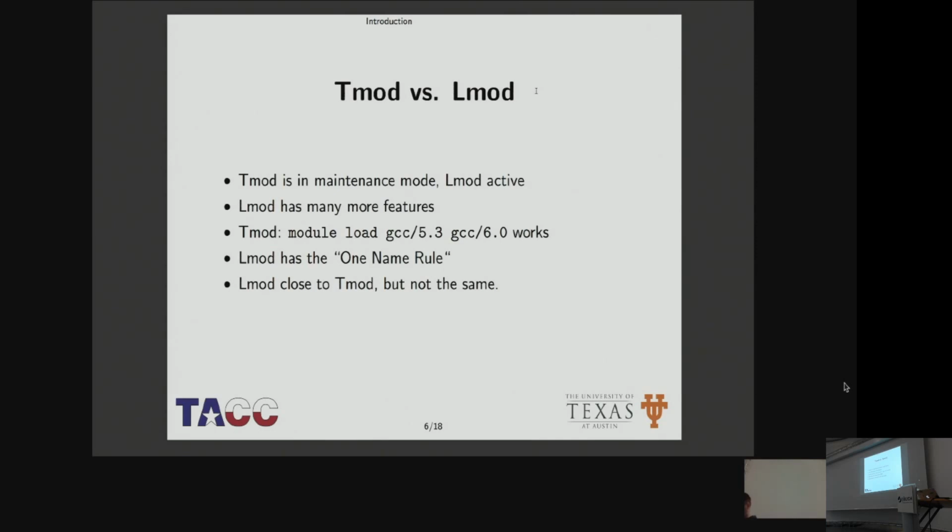Lmod is close to Tmod, but not exactly the same. And it's really the one name rule, which is, I think, the most critical difference between Lmod and Tmod. I mean, Tmod could support many of the features that Lmod has. Certainly, things like push env and the family directive could be easily modified into Tmod, but the one name rule would be a fundamental change in the way they both work. There are some features in Tmod that Lmod doesn't have. That number gets smaller and smaller over time.